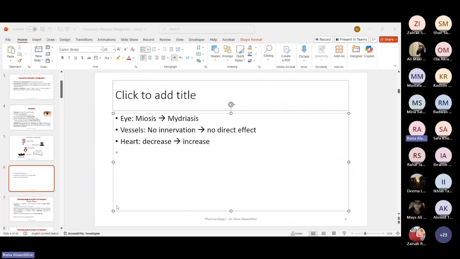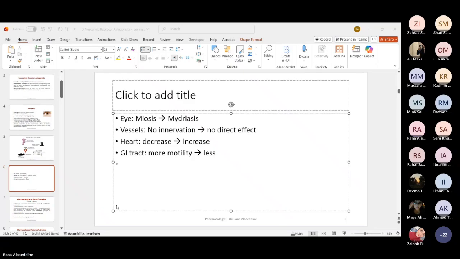Okay, Mustafa, can you help me in telling me what's the effect on the stomach and the intestines, on the GI tract of the parasympathetic? There will be more motility. Yes, 100%. There will be more motility. That's right. So if I block it, what's going to happen? Less motility. Thank you so much.